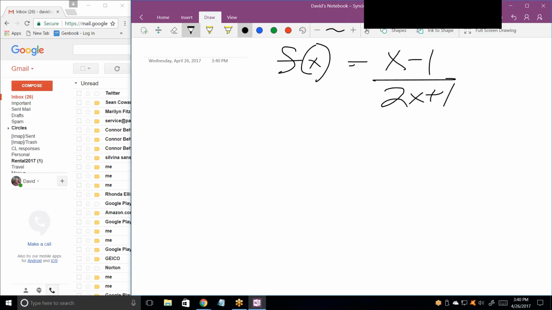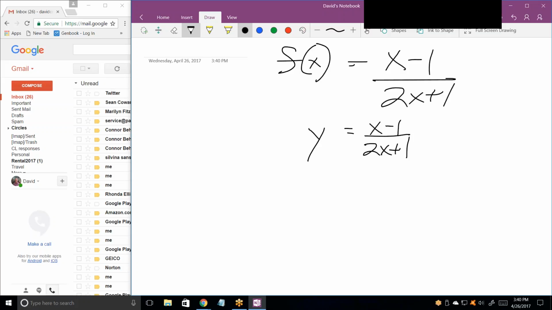Now, again, to me, these always make a little bit more sense if you get it in terms of y and x. So I'm just going to rewrite f of x as y. You can always do that. That's legit. And now, switch the variables and solve for the new y.